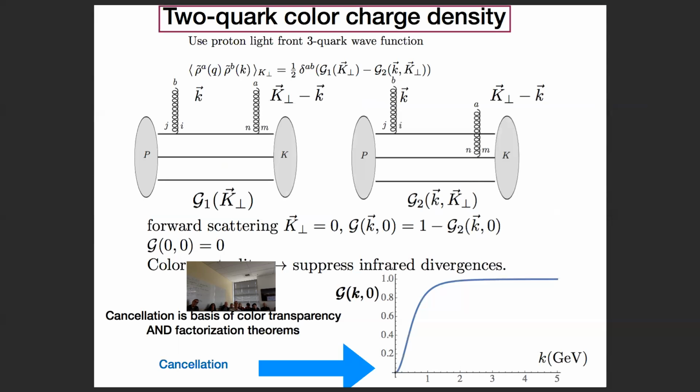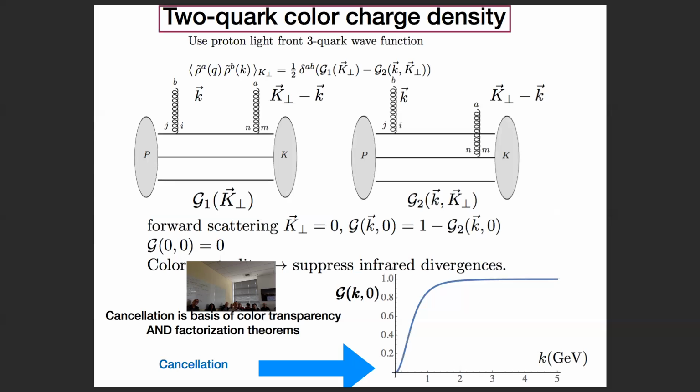The G1 is just like a one-body operator, so the integral you would do is the same as in calculating the form factor, except you have this color factor instead of the charge factor, so that's very straightforward. An interesting limit is the forward scattering limit, in which you take k perp equal to 0. In that case, this form factor G1 is 1 by the normalization integral of the proton wave function, and you get 1 minus G2 of k and 0. G2 depends on two momenta because two different quarks are involved. It's the analogous thing of the two-body density that they talked about in the non-relativistic limit.